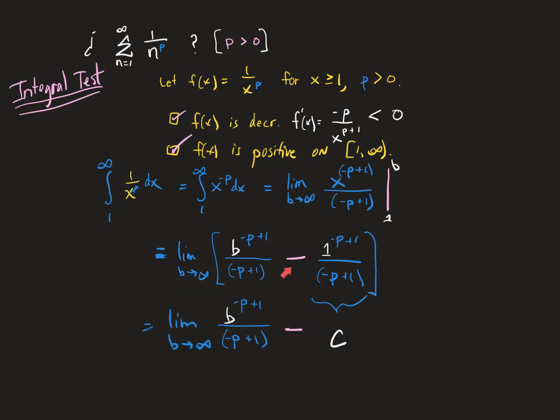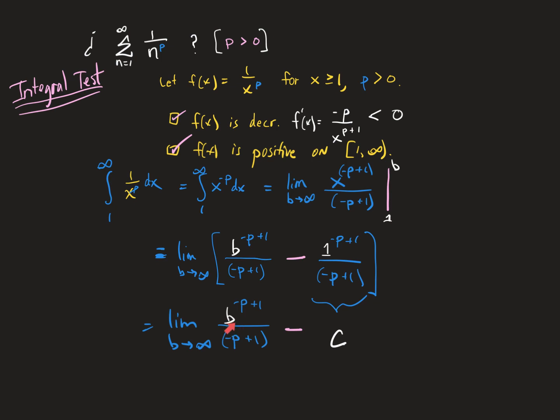Now as b approaches infinity, there's no b's here. P is a constant, so this is just 1 over whatever that negative p plus 1 is. So it's just some constant value. So what about this first term? Now b is approaching infinity, so we have to deal with that.